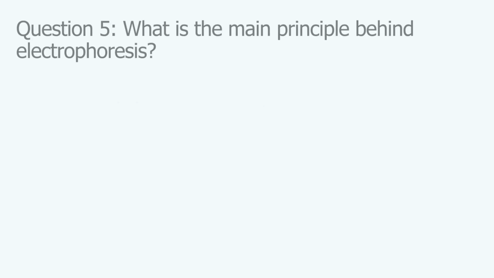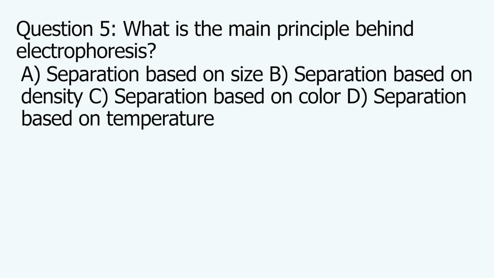Electrophoresis. Question 5. What is the main principle behind electrophoresis? A. Separation based on size. B. Separation based on density. C. Separation based on color. D. Separation based on temperature. Answer.